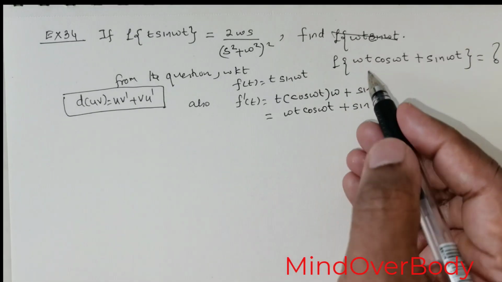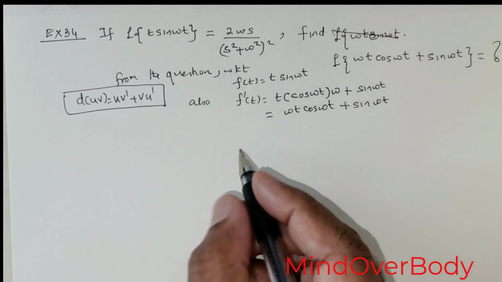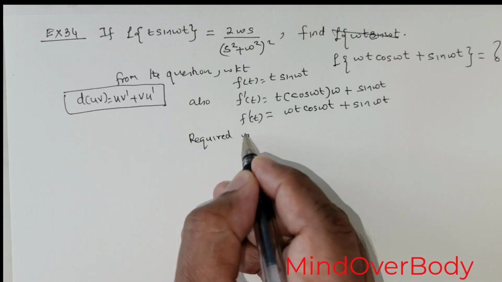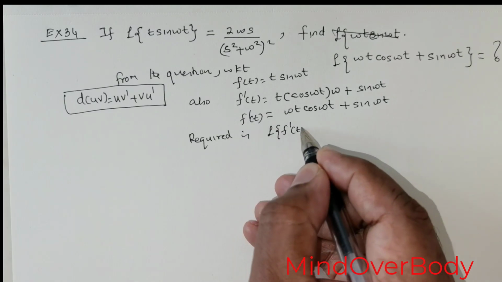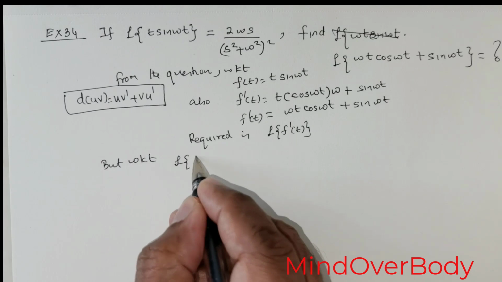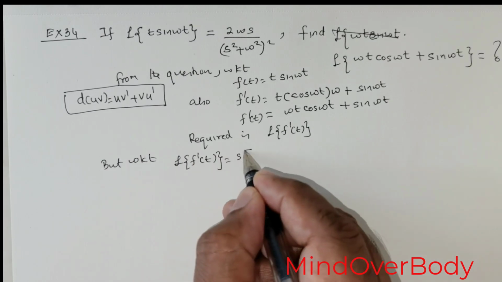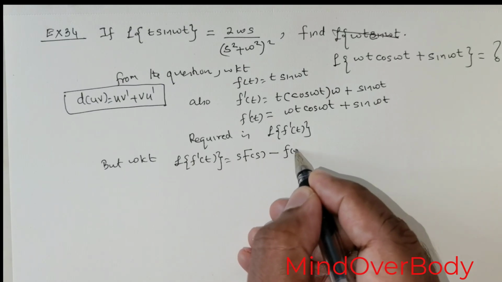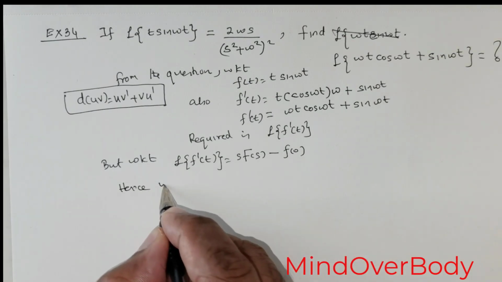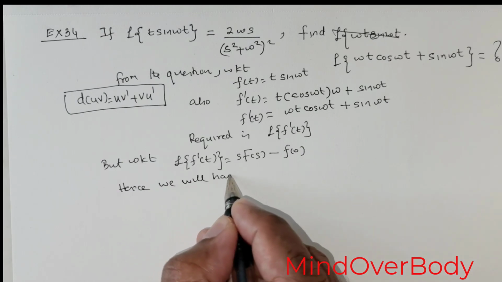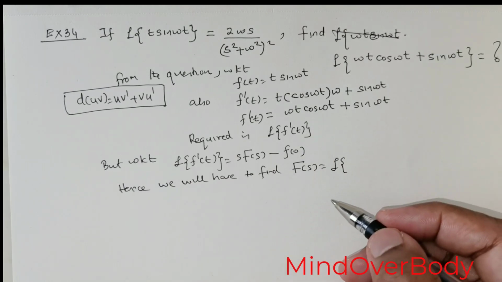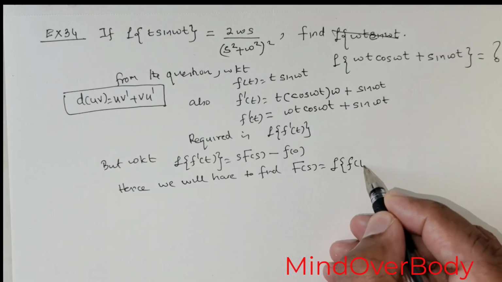Now, if you observe, the question exactly wants us to find the Laplace transform of this. So this is my f dash of t. Okay, so what is required? Required is to find the Laplace transform of f dash of t. But we know that Laplace transform of f dash of t is equal to s times F of s minus f of 0. So we will have to find F of s. What is F of s? It's the Laplace transform of the function. What is that? That's nothing but f of t.